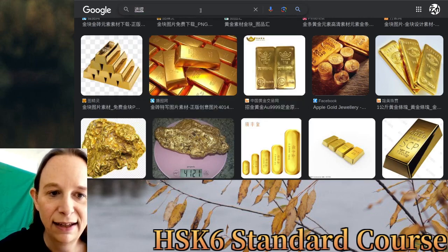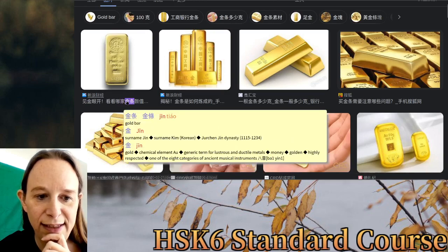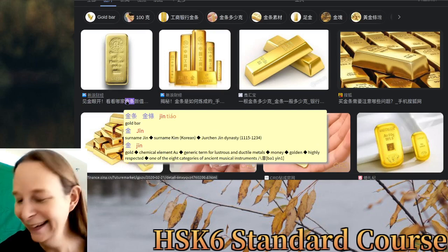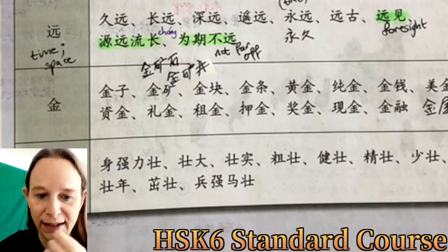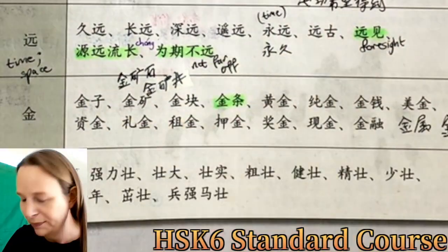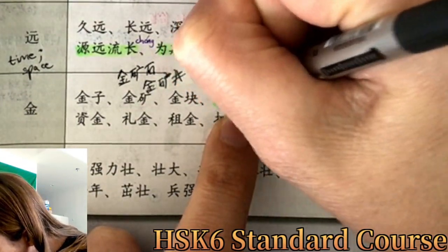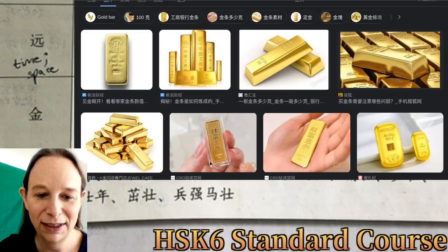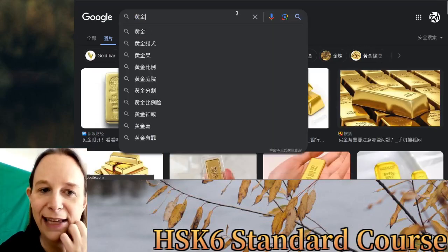I don't know what that is. 金条. Gold bar. Okay. So 条 is a long thin thing, sort of. All right, so that's a green one for me. 金条, gold bar. I didn't know that one. All right, next, 黄金, yellow gold. It means gold. Are there other colors of gold? Maybe there are. 黄金, yellow gold.